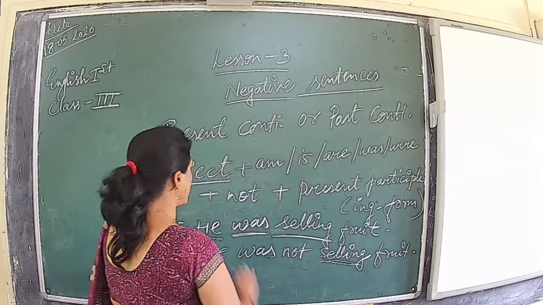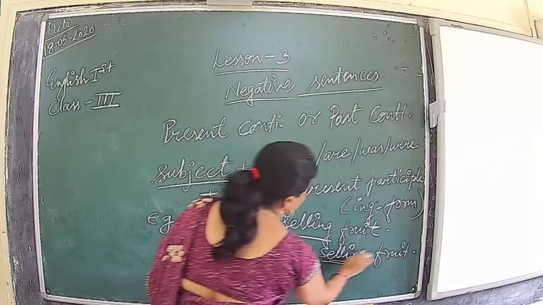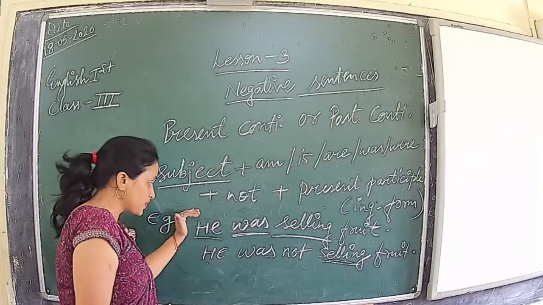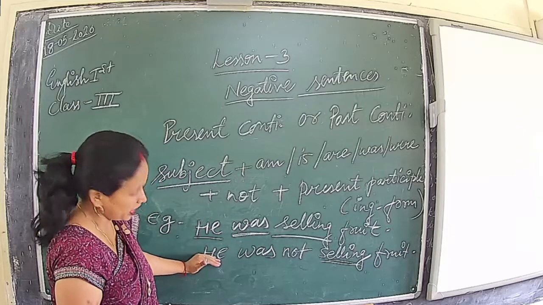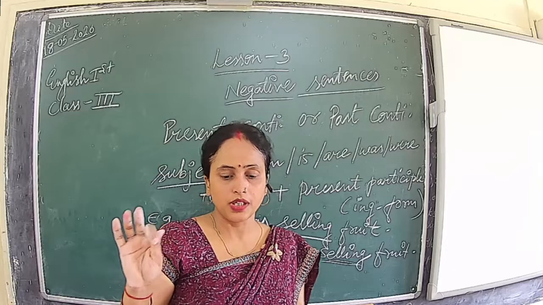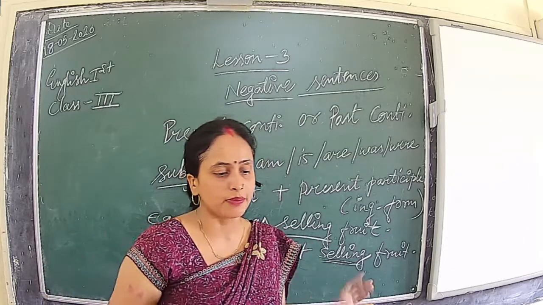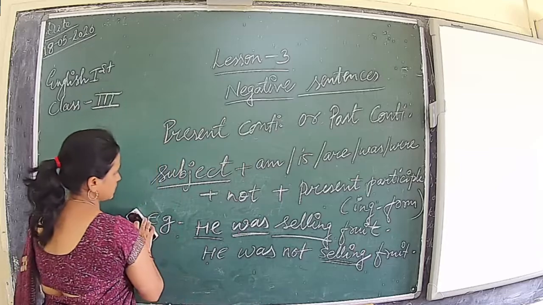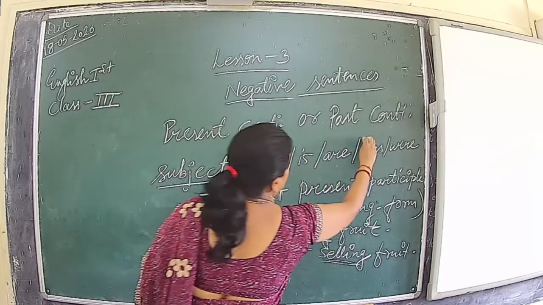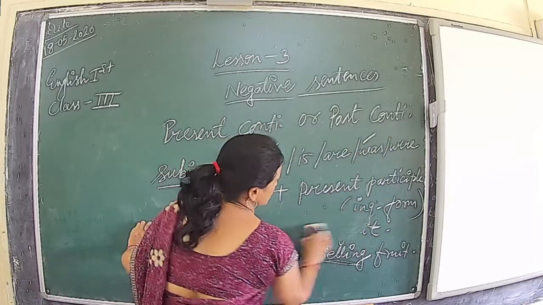Like this we say, he was selling fruit. He was not selling fruit. So like this we are changing the positive, affirmative sentence into the negative sentence. All of you, it's clear, no? Now again we'll see some more examples. Am and was are clear. This is over. Now we'll see some more examples.